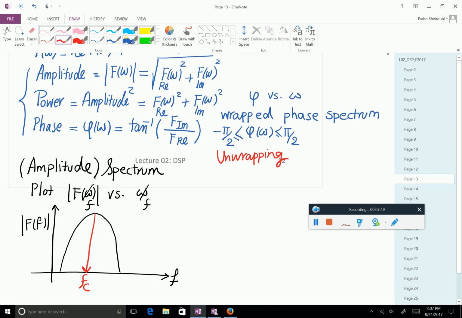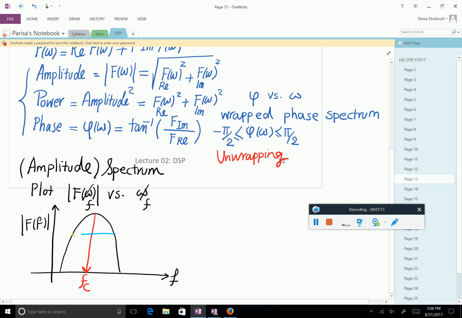And then something else which is important is this half power. So you look to see the maximum, let's say we call this maximum. If you look at where you are looking at 0.7 times the maximum amplitude, so this is about 0.707 A max, which is the same as 1/2 of A max squared. That's why it is called half power.